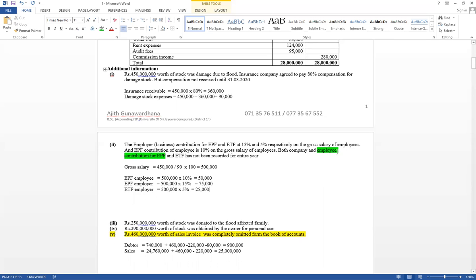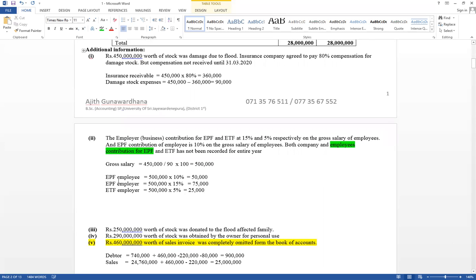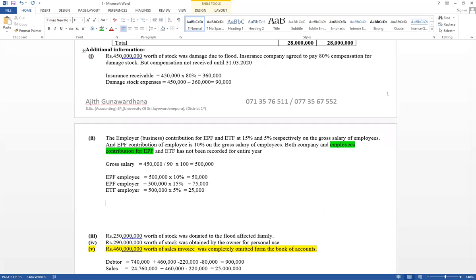It depends on the EPF contribution of the employee. Then think how to calculate gross salary if net salary has been given. Then based on gross salary, the value should be calculated. Then you have to know how to record in the ledger accounts also.